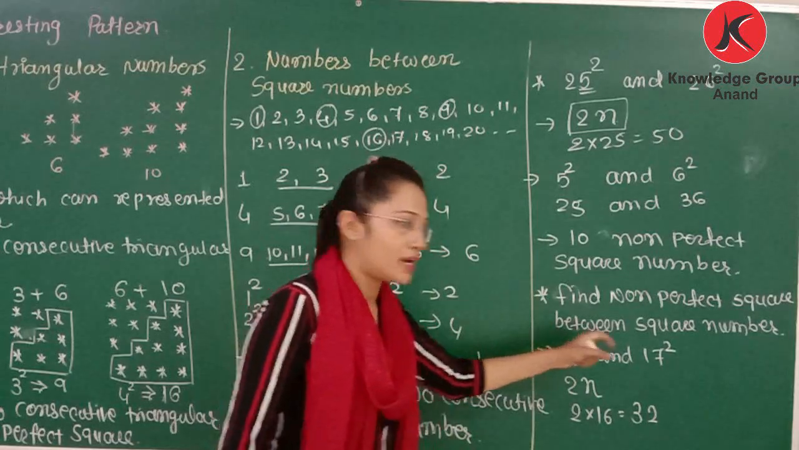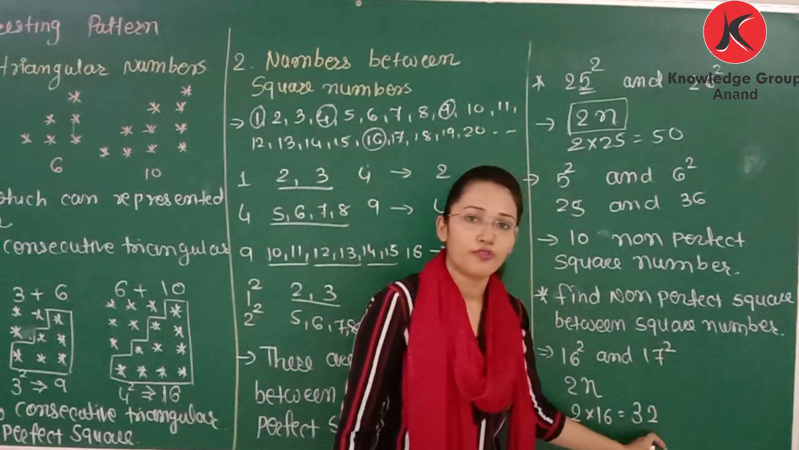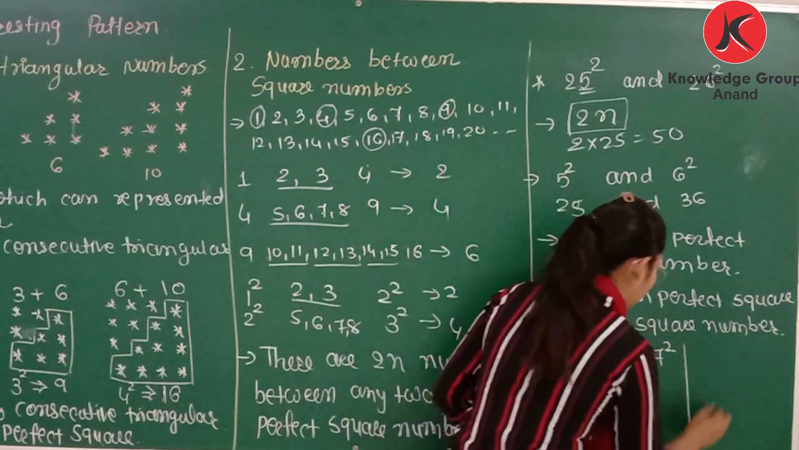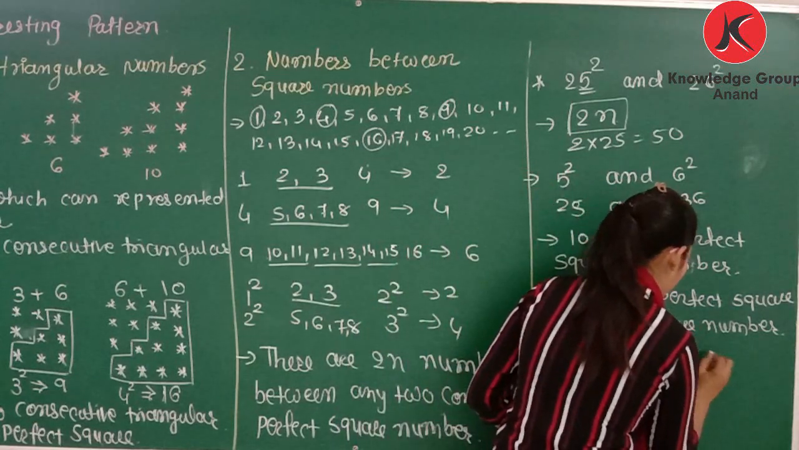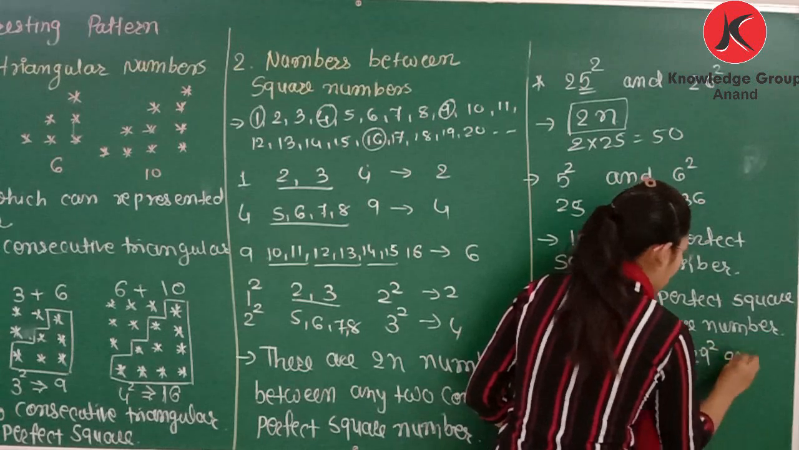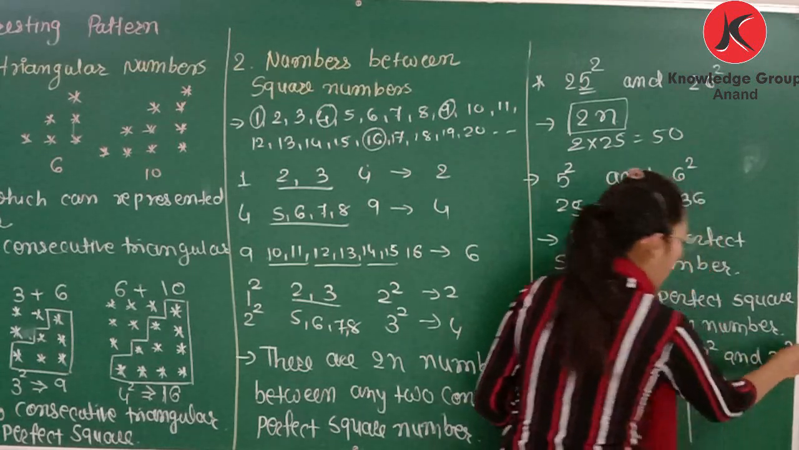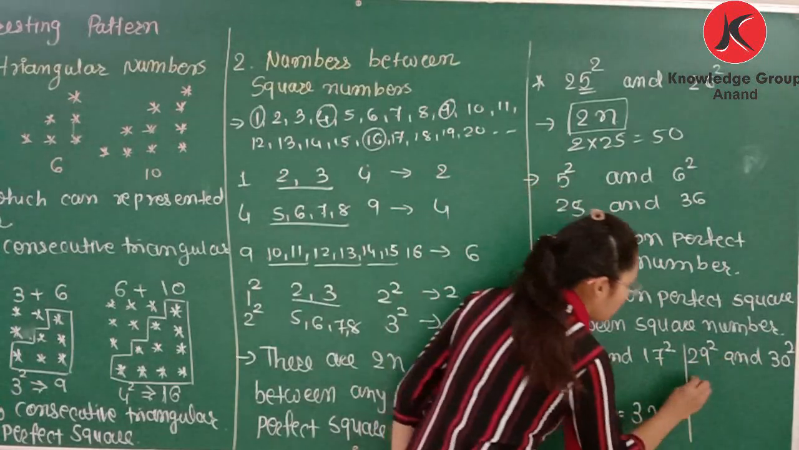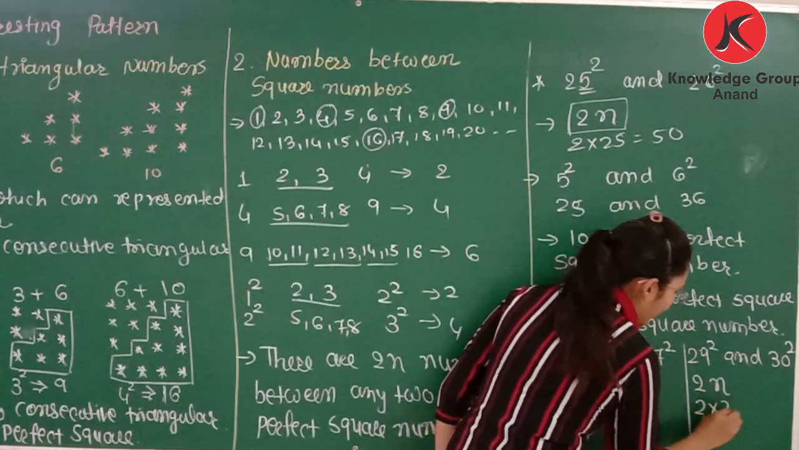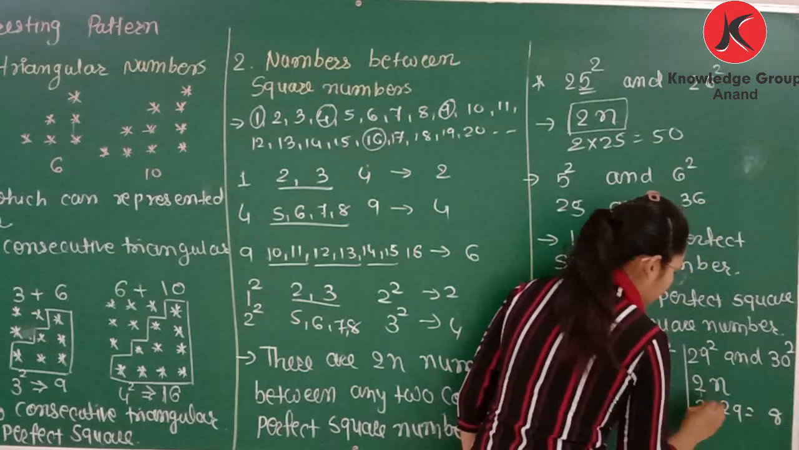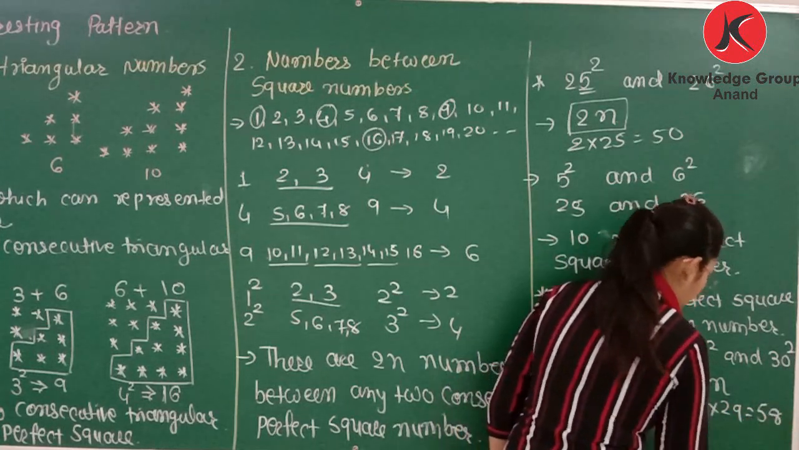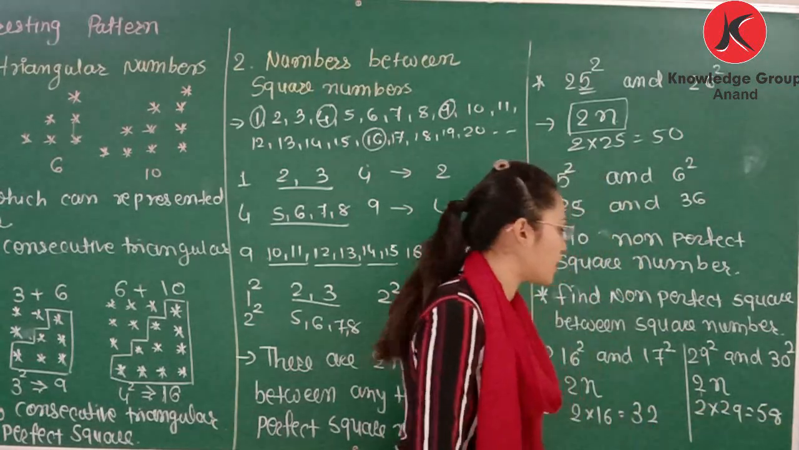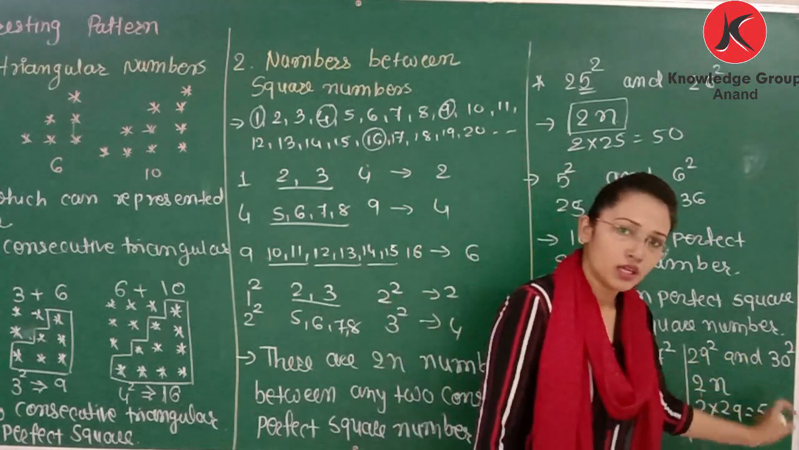Means between 16 square and 17 square, how many non-perfect squares are there? 32. Same, 29 square and 30 square. How many non-perfect square numbers are there between 29 square and 30 square? You can write 2n, 2 into 29, 58. There are 58 non-perfect square numbers between 29 square and 30 square.